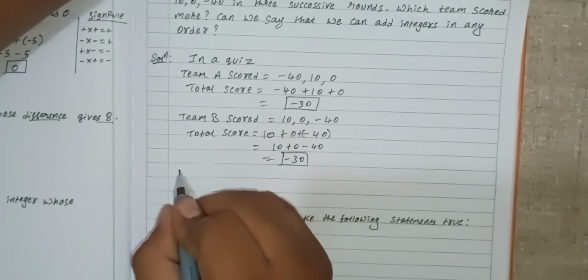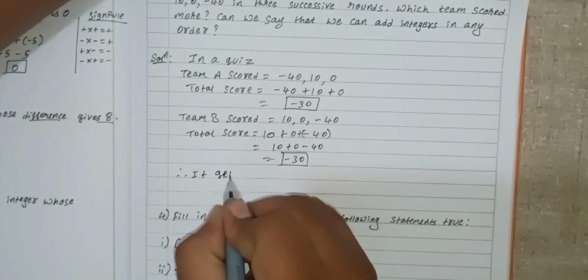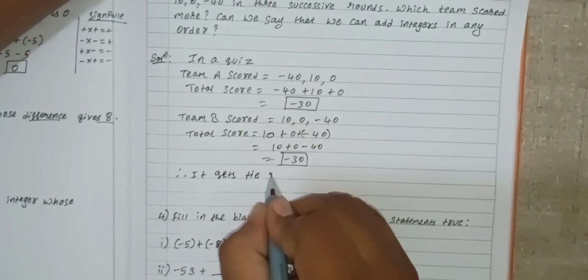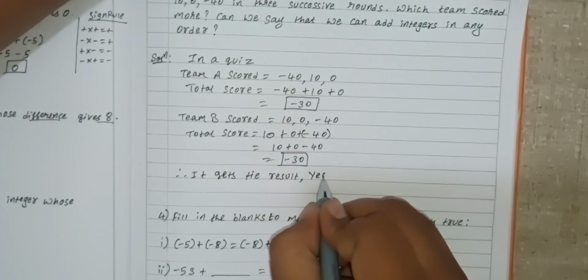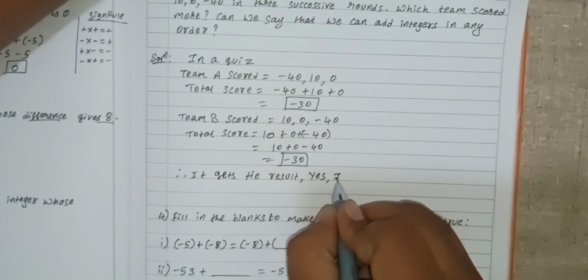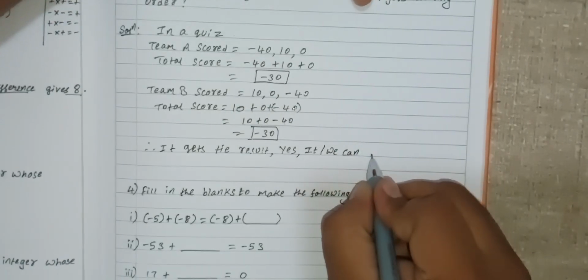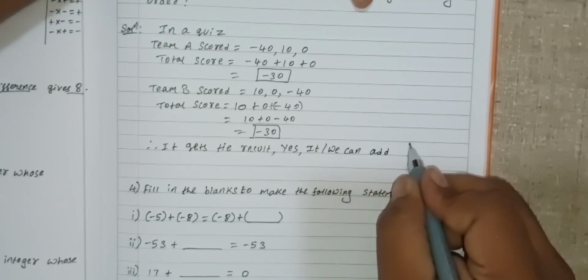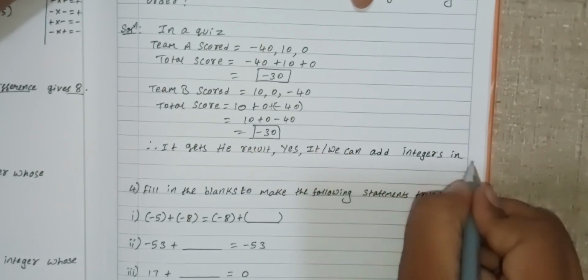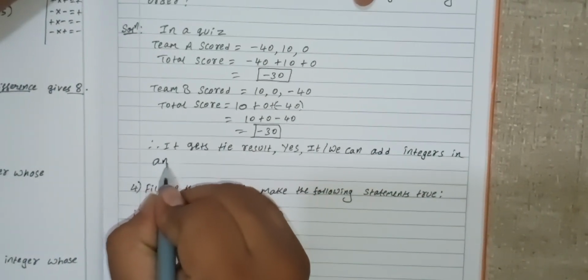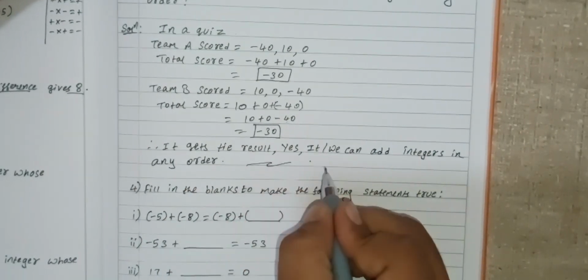Now what it becomes here, therefore, it gives a tie result. And the next conclusion, yes, we can add integers in any order. So this is the final answer.